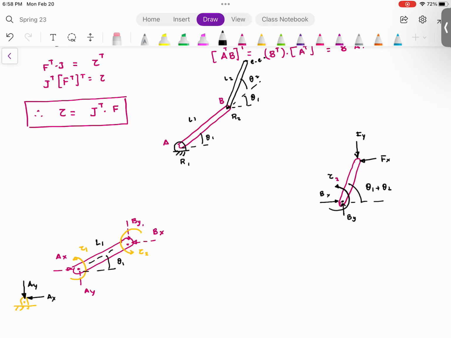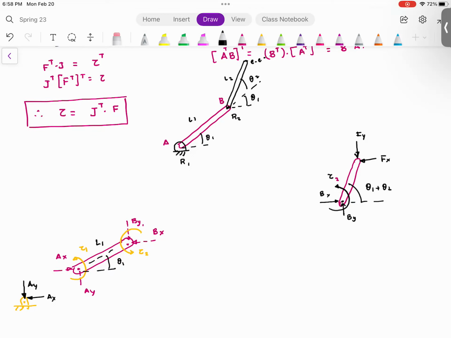at joint B, you do not have Vx and Vy because joint B is attached to this link. Which means the Vx that is going towards the right-hand side is cancelled by Vx going towards the left-hand side. Vy going up, this Vy is going down. Everyone understood this?